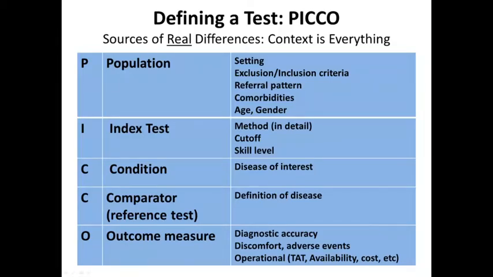And then the comparator. So what are we using as a gold standard? That can change the definition of disease. If we're doing clinical follow-up, that might be a lot less sensitive, for example, than doing an MRI or something. So we would pick up different cases with the gold standard, depending on what gold standard we use, and that would change the performance of a test when we compare it to that different comparator. Then the outcome measure that we look at is important too. So we need to define all of these things when we're talking about a test and we're comparing the performance of a test. All of this needs to be specified because context is everything.